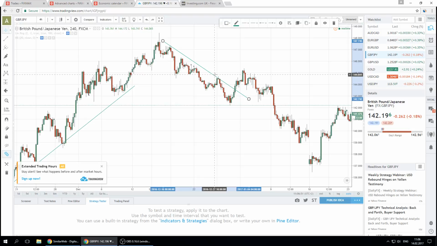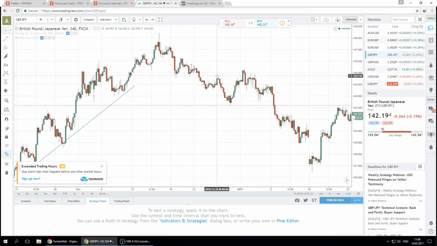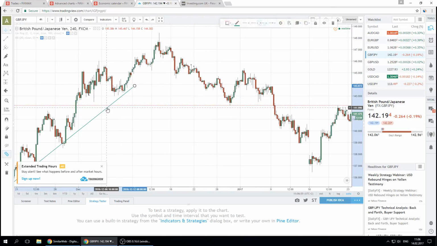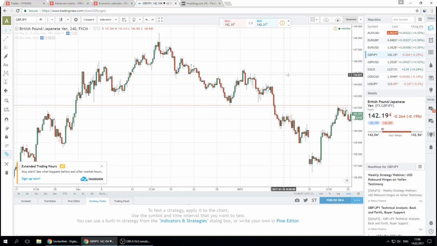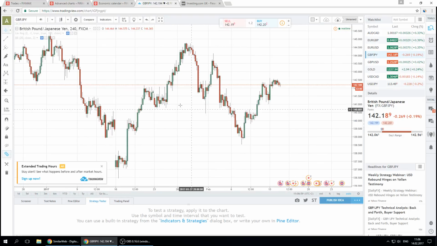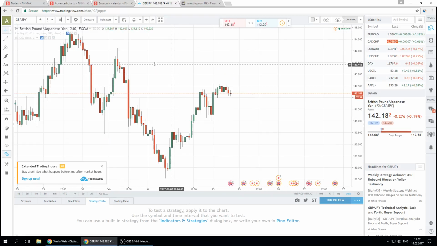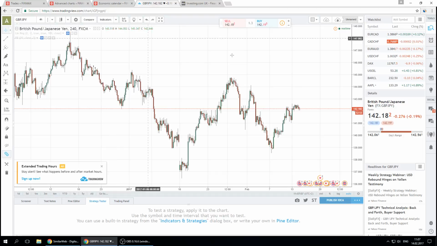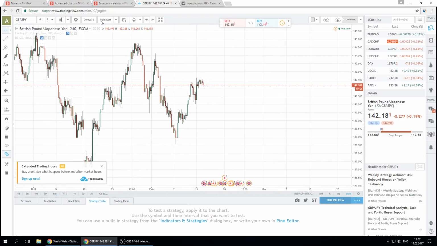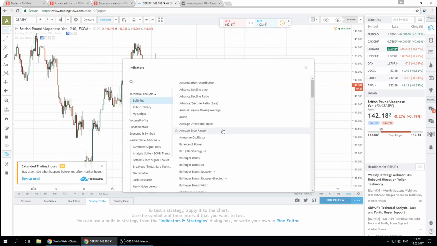Pretty easy to use. I recommend it for beginners, as it doesn't demand a lot of knowledge or a lot of attention to the market, and these patterns you can easily notice. Besides, there is one indicator that can help us with that. It's called linear regression. Let's switch it on.